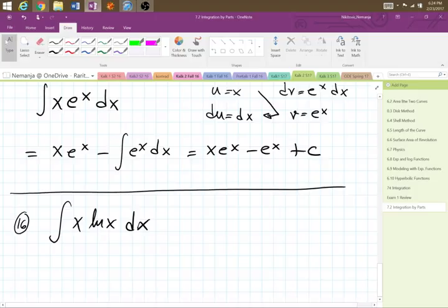So as you're picking u and dv, don't forget dx. You have to plug it in under the dv part so you can integrate. You can't integrate without it.